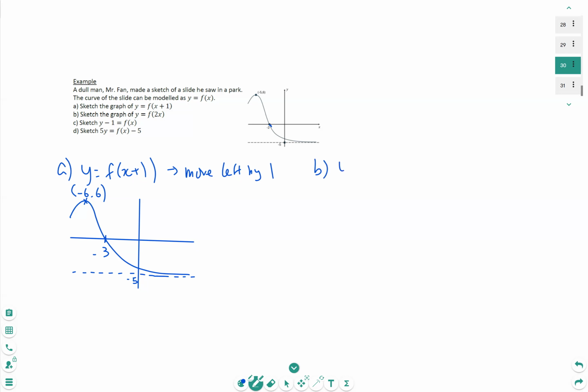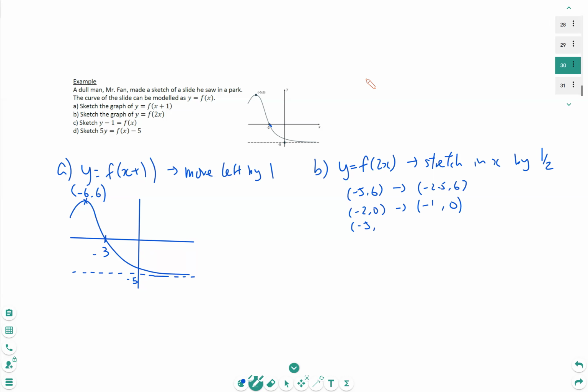Part B, sketch the graph of y equals f of 2x. F of 2x is a stretch in the x direction, or horizontal stretch by a half. We do things oppositely. So a half affects all the x coordinates. So minus 5, 6 becomes minus 2.5, 6. There are 3 key points in here. The next one is minus 2, 0. Now it becomes minus 1, 0.